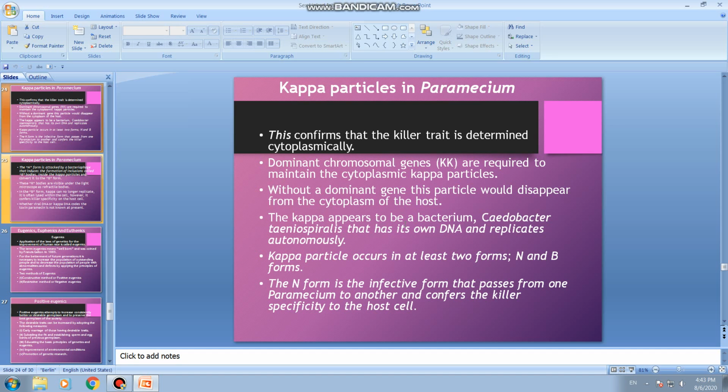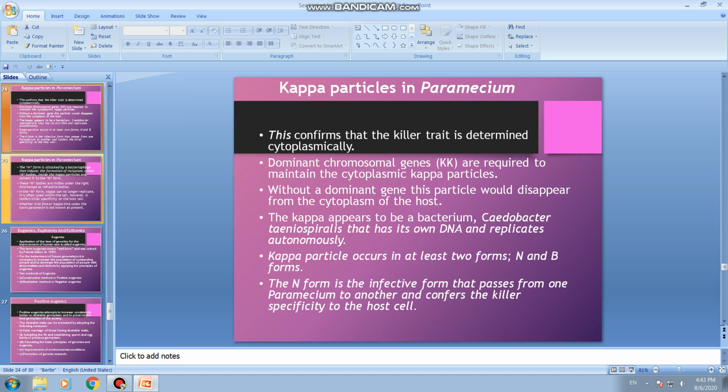So the kappa appears to be a bacterium. Already I said the kappa particles are considered a bacterium, Pseudobacter teneospiralis, that has its own DNA and replicates autonomously.